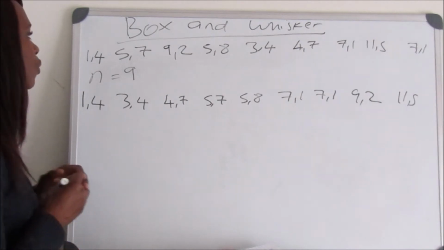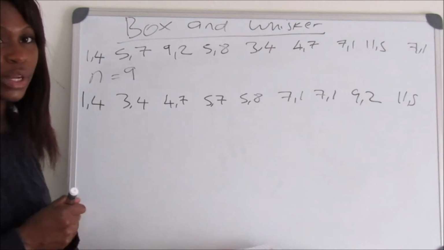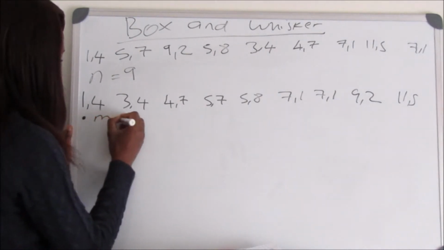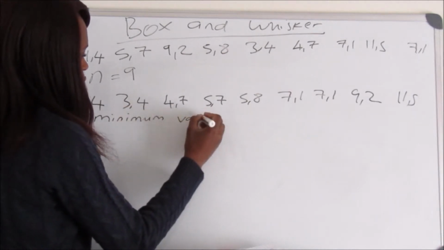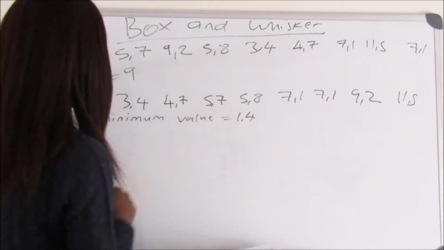Then we have to draw a box and whisker diagram. The first thing that we do when we have to draw the box and whisker diagram is to find our minimum value, which from this ordered data set is 1.4.